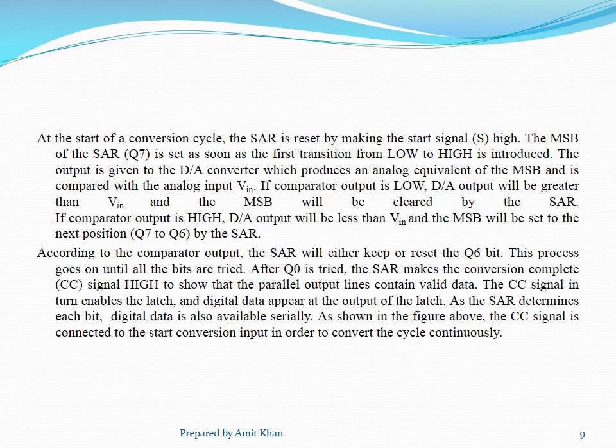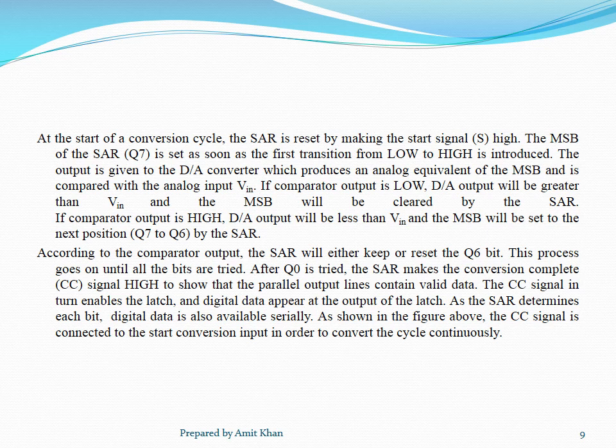At the start of a conversion cycle, the SAR is reset by making the start signal S high. The MSB of the SAR, Q7 bit, is set as soon as the first transition from low to high is introduced. Then the output is given to the D2A converter, which produces an analog equivalent of the MSB and is compared with the analog input V in.